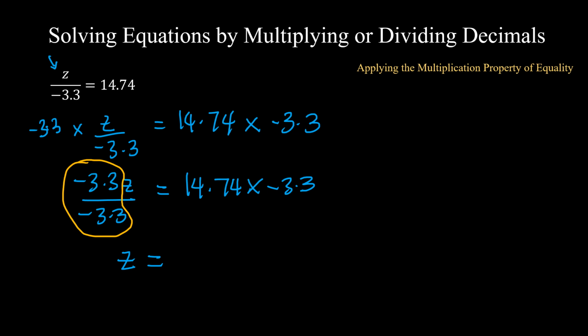Now the time has come for us to find the product. So let's do that over here. 14.74 times 3.3. Okay, so let's start. 4 times 3 is 12, and then we carry that 1. 7 times 3 is 21, plus 1 is 22. Again, 4 times 3 is 12, plus 2, 14. And then 3 times 1 is 3, plus 1 is 4.